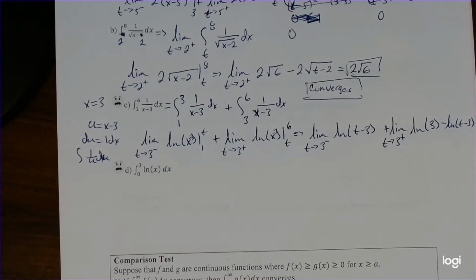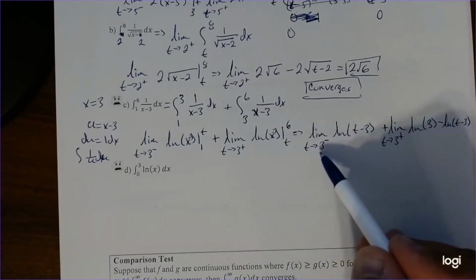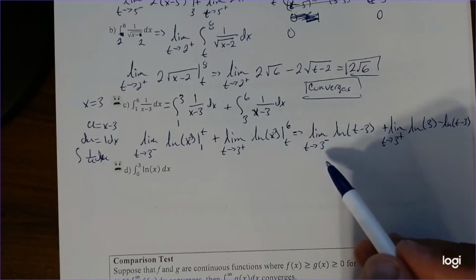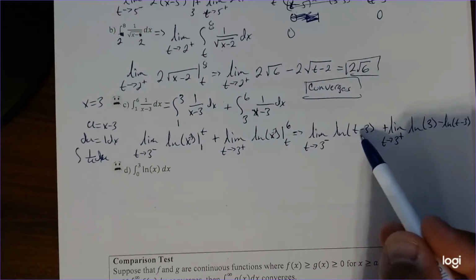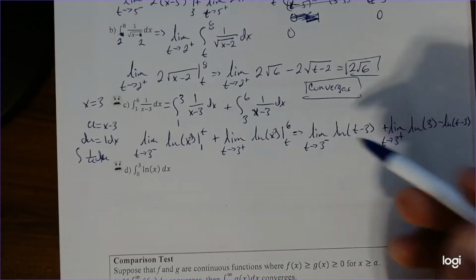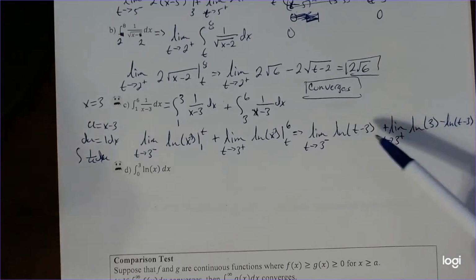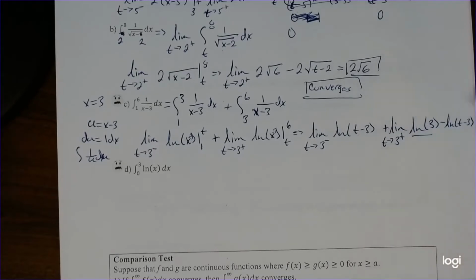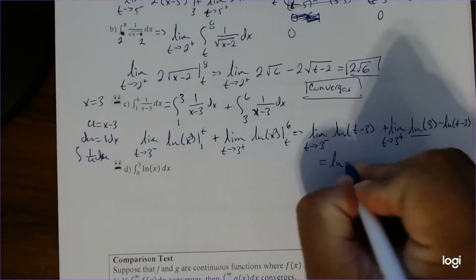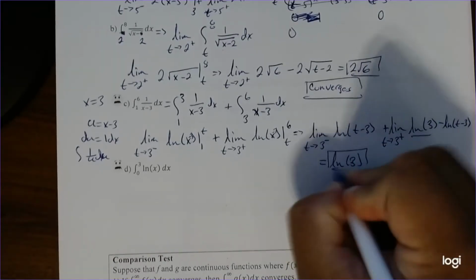All right, so as t goes to 3 on the left-hand side, so it goes like 2.9, 2.99, close to 3. So natural log of 0 doesn't exist, right? So that's gone. Over here, natural log of 3 does exist, so that's good. And as t goes to 3 from the right, so 3.1, 3.00001, again, plug in 3. Also, that goes right. Natural log of 0 doesn't exist itself. So we get natural log of 3 is the answer, which again converges.